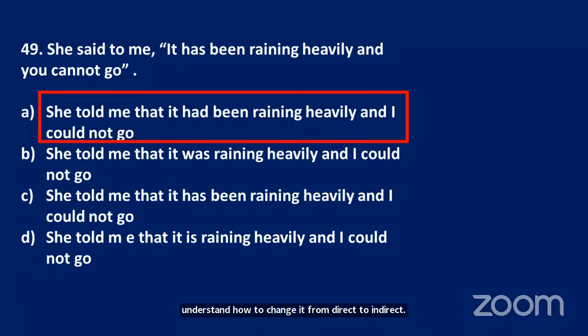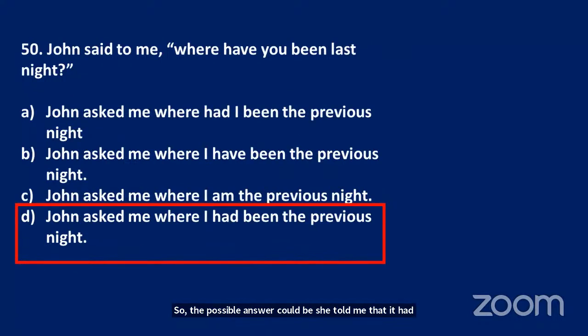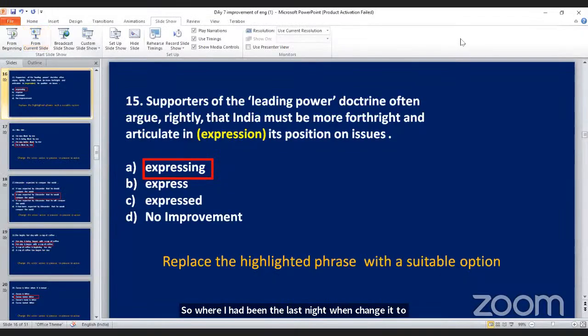She said to me, it has been raining heavily and you cannot go. So the possible answer could be, she told me that it had been raining heavily and I could not go. All right. See the next one. John said to me, where have you been last night? So John asked me where I had been, because you will get changed to I. So where I had been, the last night will change to the previous night. Yes. Fine. So perfect, students.